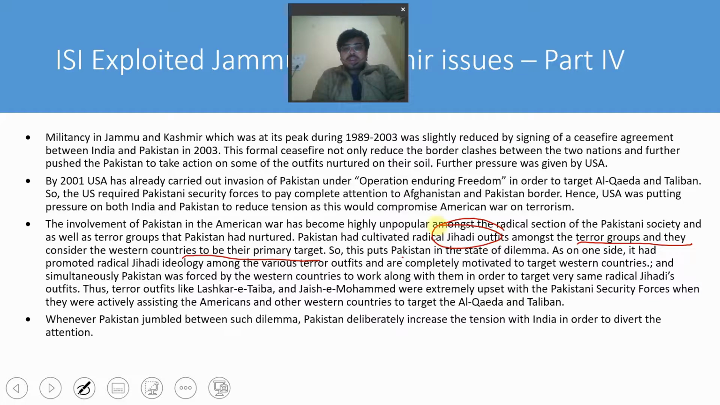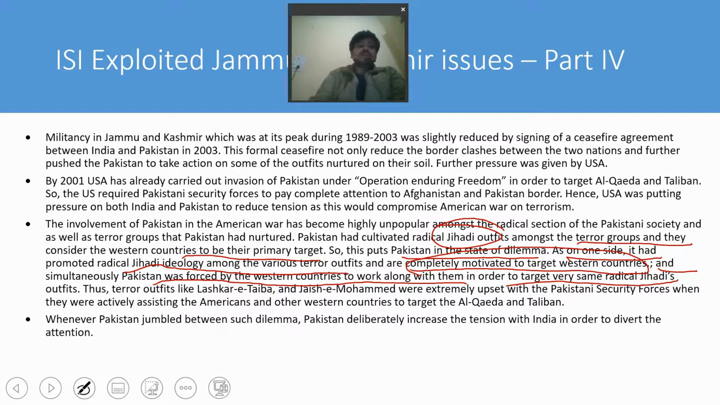So this puts Pakistan in a state of dilemma. On one side, it had promoted radical jihadi ideology among the various terror outfits, who were completely motivated to target the Western countries, that is the USA, Canada and all. And simultaneously, Pakistan was forced by the Western countries to work along with them in order to target the very same radical jihadi outfits. How is this possible? On one side, you are getting help to kill those people, and on the other side you are training the same people to attack those Western countries.